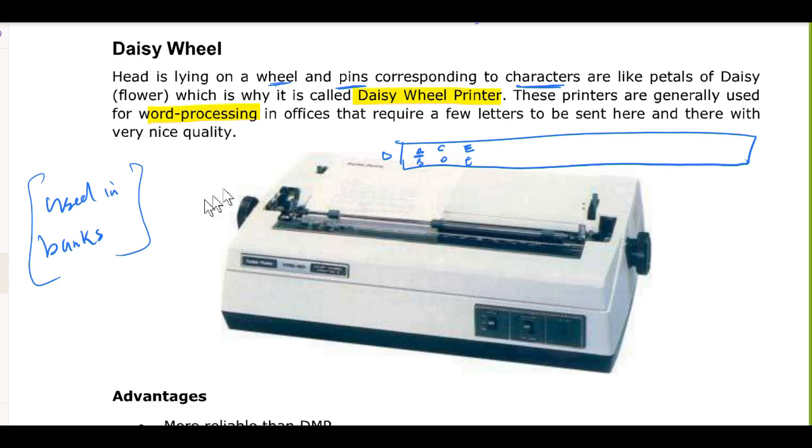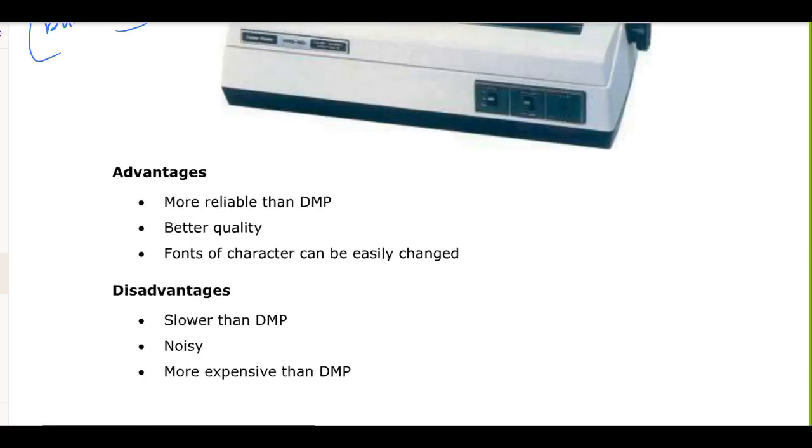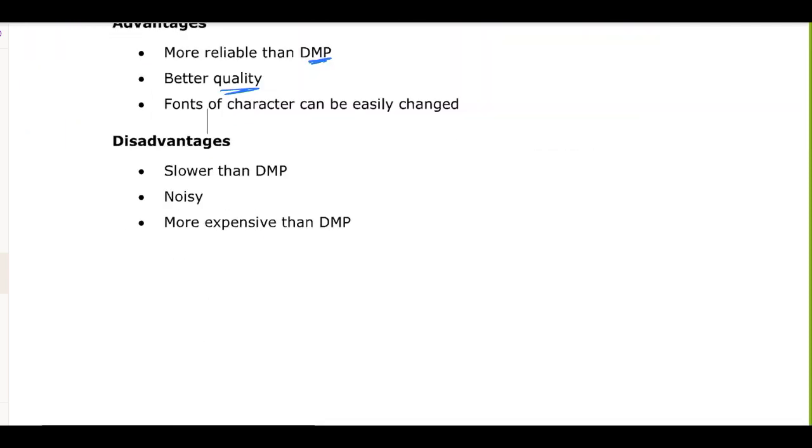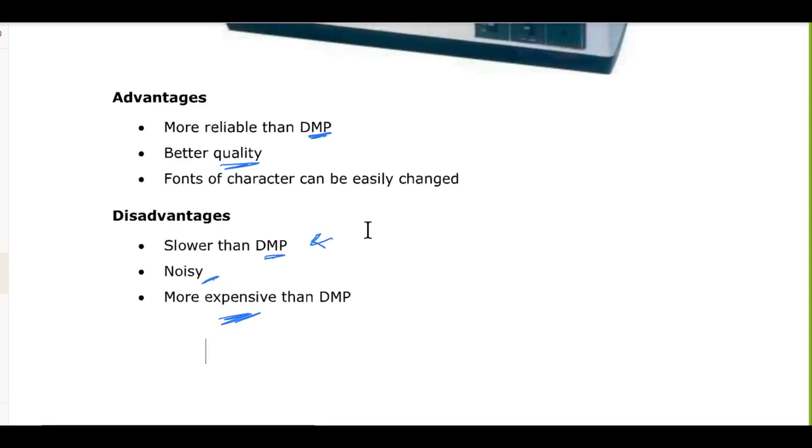It is a bit slow, but it has a better quality than the dot matrix printer. The advantages of the daisy wheel are that it is more reliable than the dot matrix printer, it has better quality, and the fonts of characters can easily be changed. You might have different fonts on this wheel, and therefore it will print different fonts. Again, the disadvantages are that it is way slower than the dot matrix, it is still noisy, and it's a bit more expensive than the dot matrix printer.